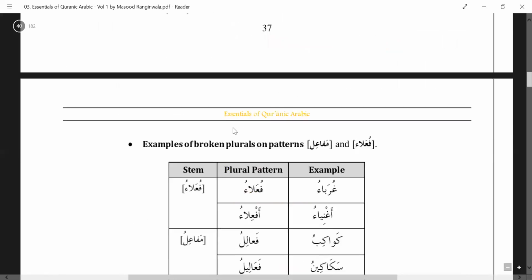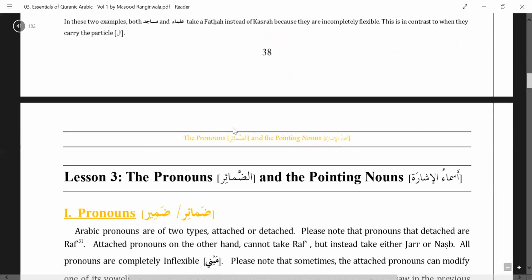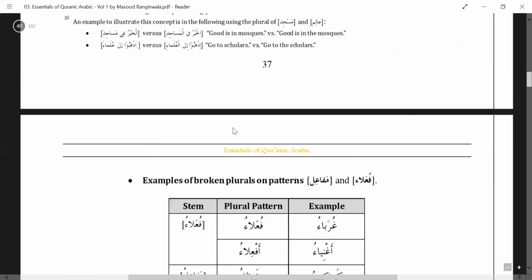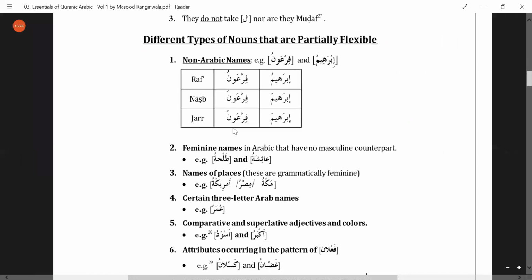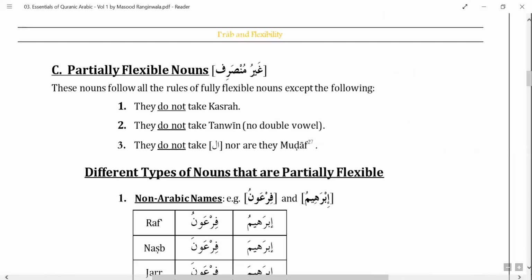Now we will end this last page, till here, page number 38, and lesson 3 we will do in the next class. So here there is a note about the next one, which is partially flexible, غير منصرف. Partially flexible, as I told you, they don't take a kasra. They do not take a tanween also. So double vowel, and in un double vowel will not be there.